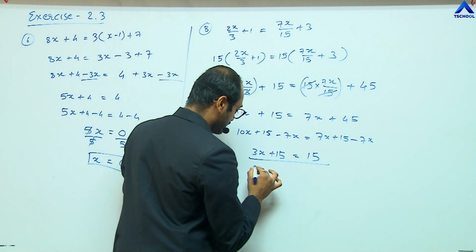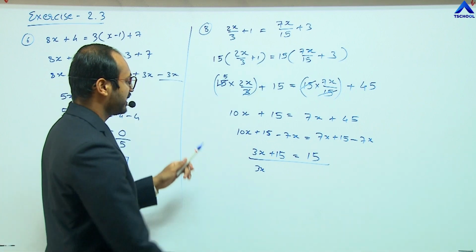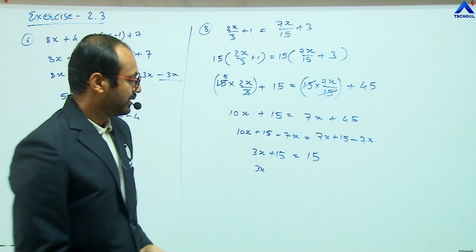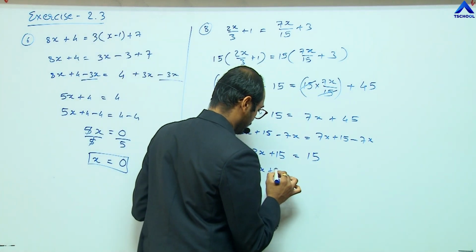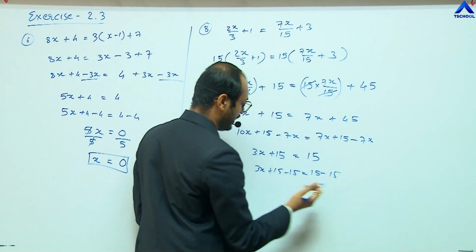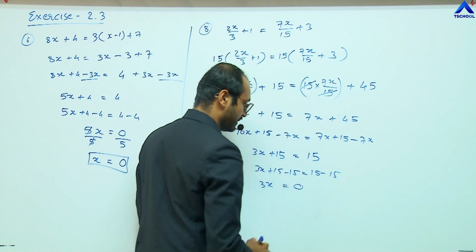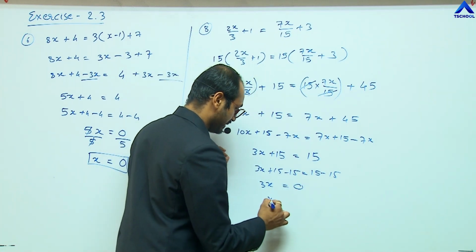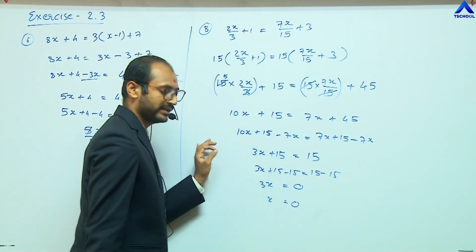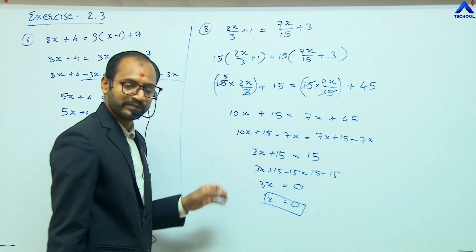So let me subtract 15 on both sides, we get plus 15 minus 15 equals to 15 minus 15 to remove this, and here we get 3x equals to 0 and x equals to 0, because by dividing by 3 on both sides we get the answer 0. So the answer is 0. Clear?